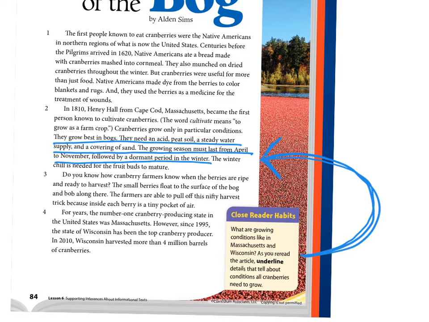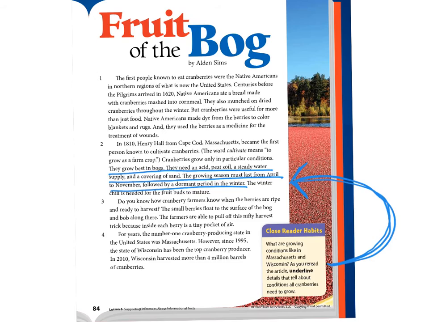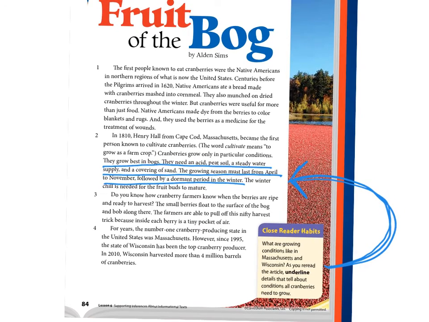All right, let's go ahead and continue our reading focus. Here we have a text. This text is called Fruit of the Bog by Alden Sims. And I'm noticing in the margin something that looks like cranberries floating on top of the water.